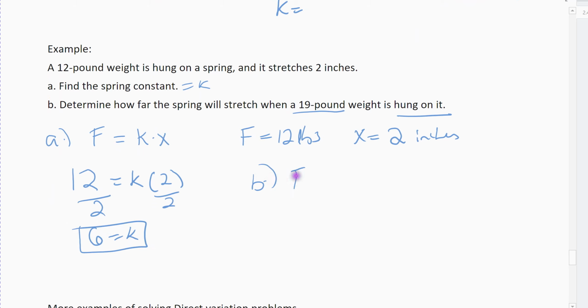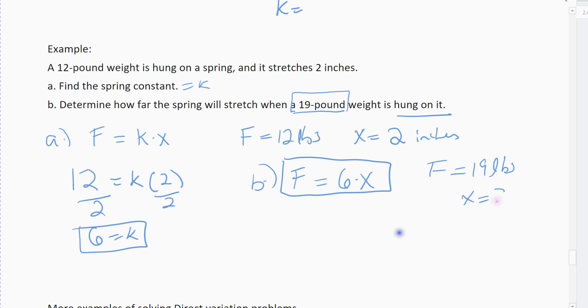And then we'll use it. Well, now we know the force equation for this particular spring. The force is equal to 6 times the distance it travels. And so now we're going to use the force equation here to figure out how far the spring will stretch if we put a 19-pound weight on it. All right, so I'm going to put a force of 19 pounds. What's the X value? All right, so 19 goes in the force spot, so make sure you put it in the right spot. I'm looking for the X spot.